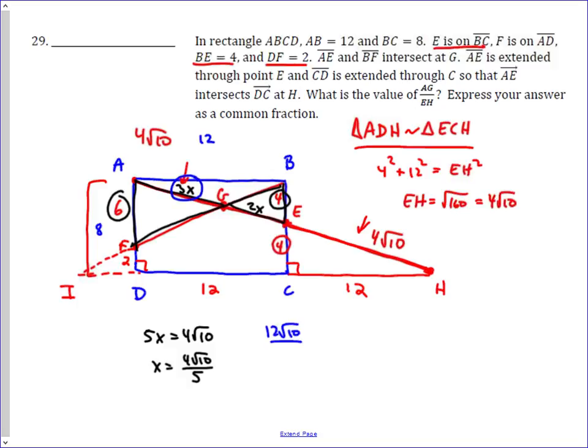You want the ratio of AG, which is 12 root 10 over 5, to EH, which is 4 root 10. Simplifying this, you just multiply by 1 over 4 root 10. Root 10s cancel, this cancels to 3, and you get 3/5 as your answer. So the ratio of AG to EH is 3/5. There are a couple other ways that you could solve this, but the one I showed you is probably the most efficient way of getting there.